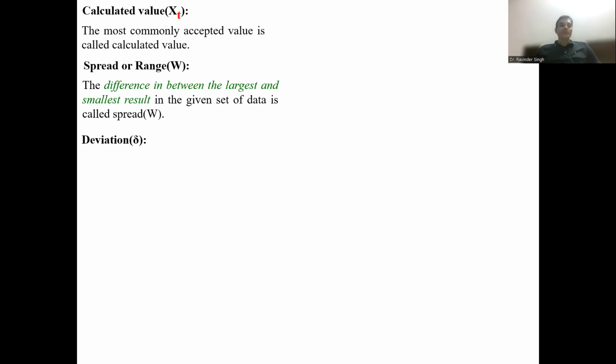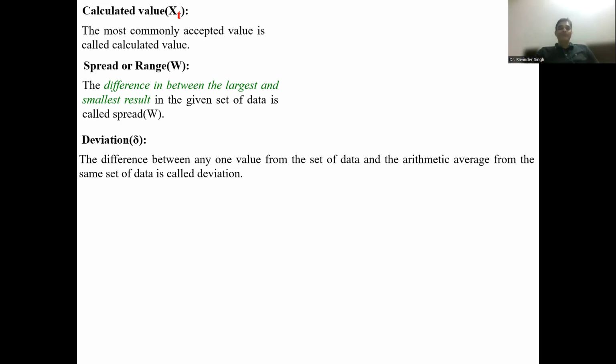Now what is the deviation, which is denoted by delta? The difference between any one value from the set of data. For example, as I just told you, in a class some student got 99 out of 100, some got 100, some got 70, 60, 30, 20, 10 out of 100. So that is the set of data. Deviation means the difference between any one value. We take one value from the marks the students got.